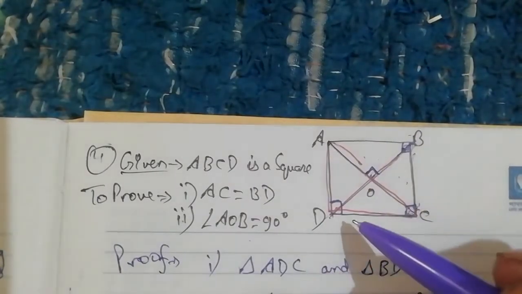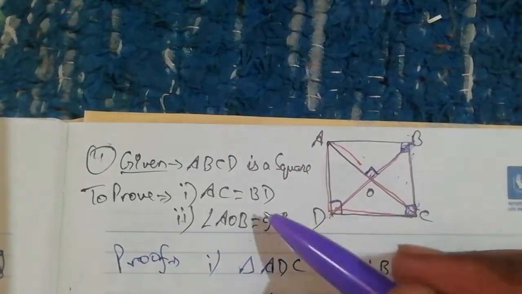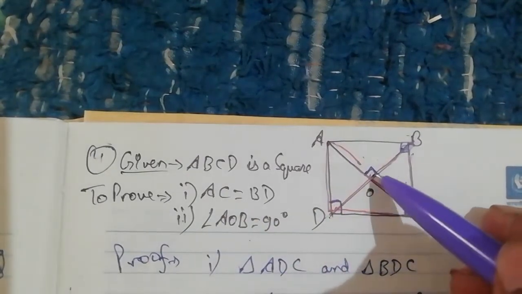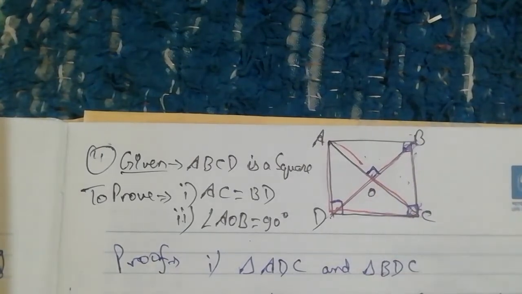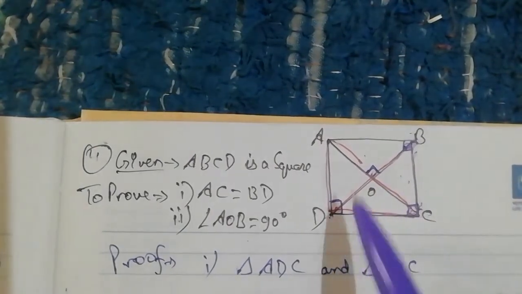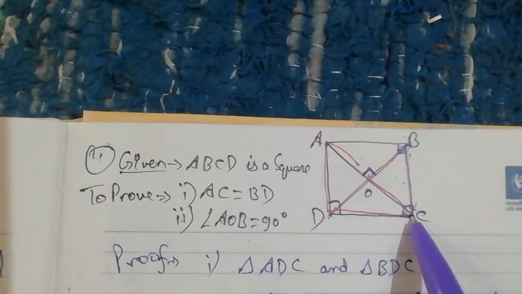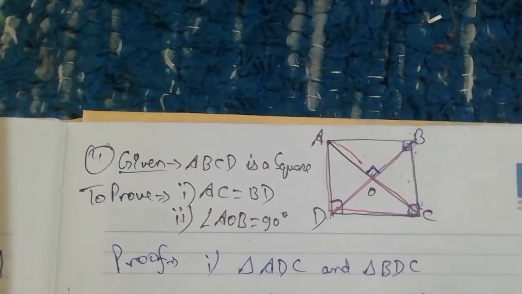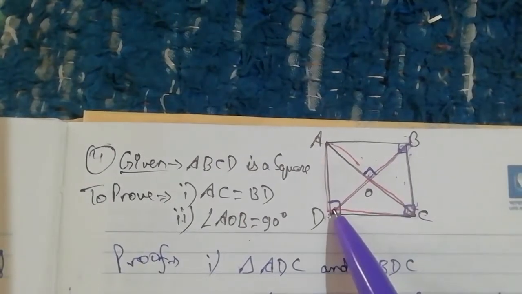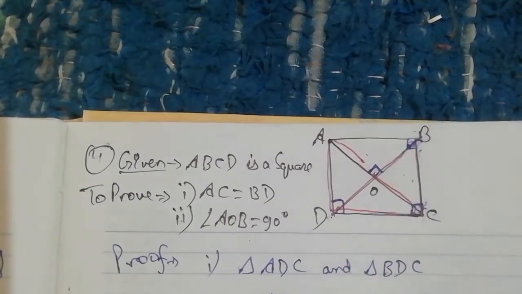So ABCD is our figure. Okay, and we have to prove AC is equal to BD and one of its interior angles is 90 degrees. Okay, so let us prove. So first of all we will take two triangles, that is triangle ADC and triangle BCD. Okay, in these two triangles we have AC and BD, both the diagonals. Okay, that we have to prove.